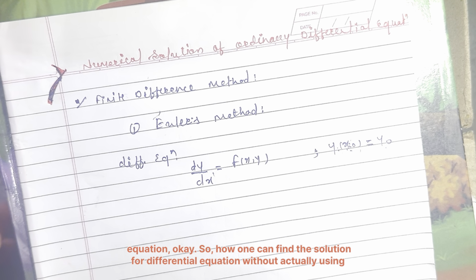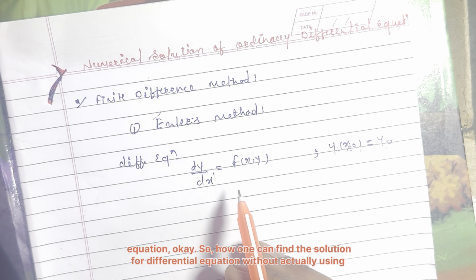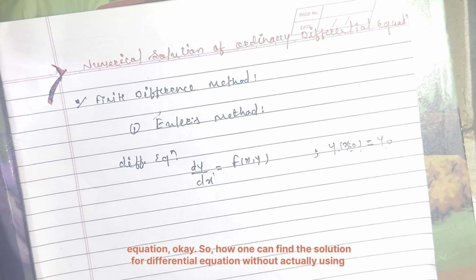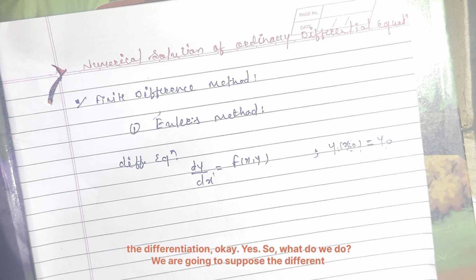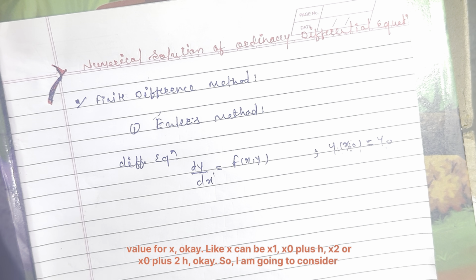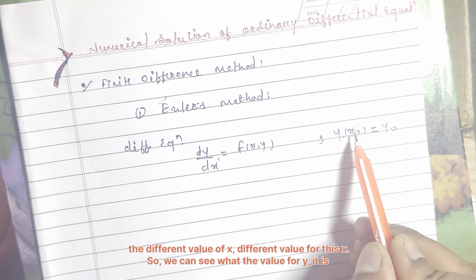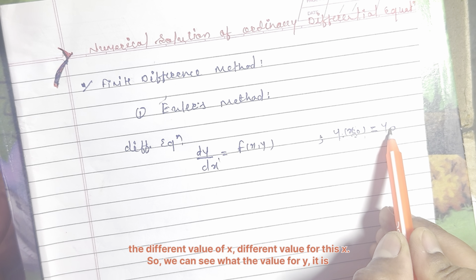So how can one find the solution for a differential equation without actually using the differentiation? What we are going to do is suppose different values for x, like x1, which is x naught plus h, and x2, which is x naught plus 2h. So I'm going to consider the different values of x, so we can see what value for y is coming.